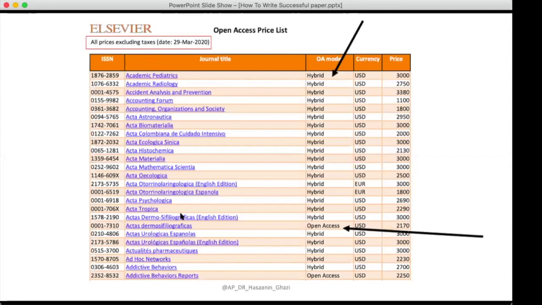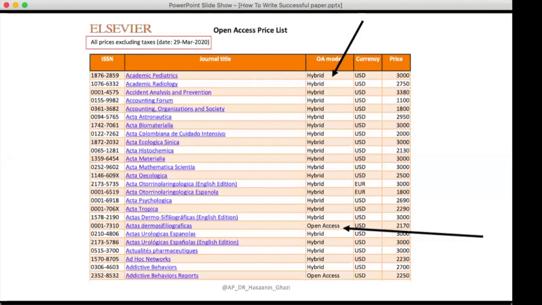Okay, this is an example you see here. For open access it is 2,000. For hybrid, if you choose open access inside the hybrid, it is 3,000. The question is why the hybrid journal is more expensive than open access. Because all these hybrid journals are very old journals. That means they have been there for 30, 40 years, while open access journals are newly published. That is the difference.